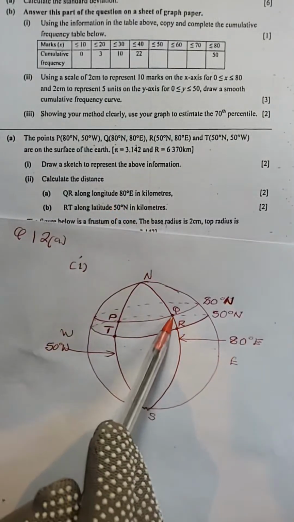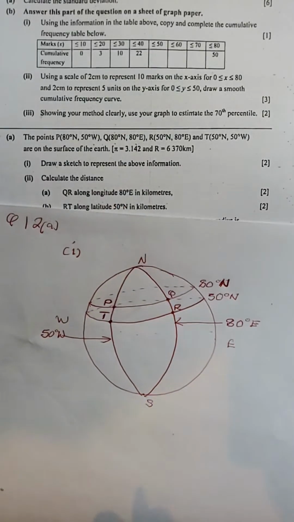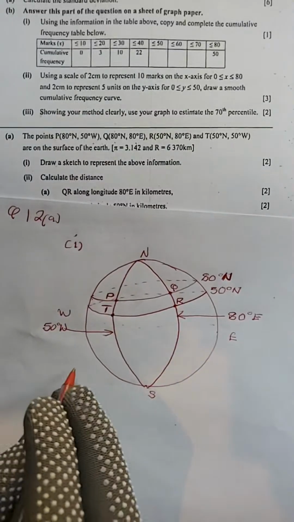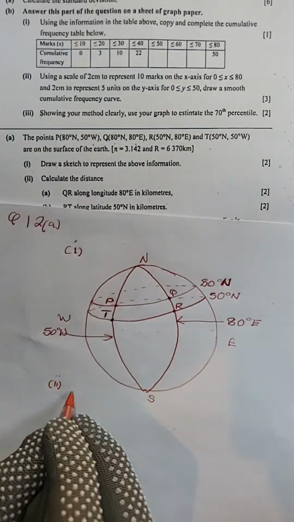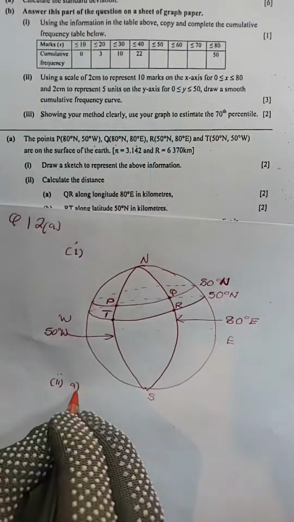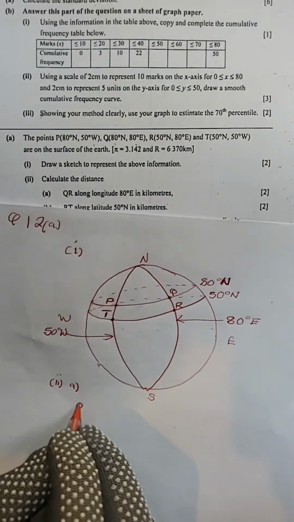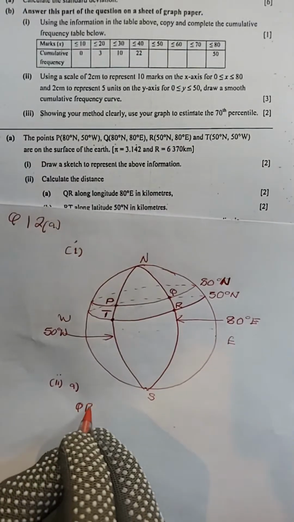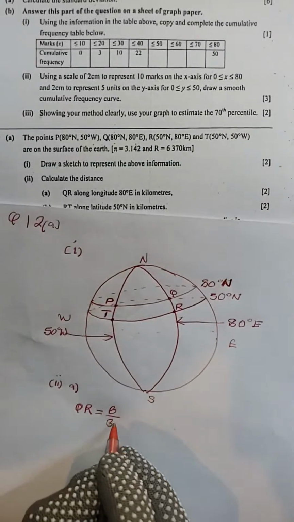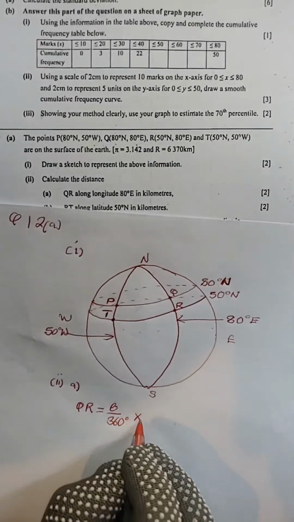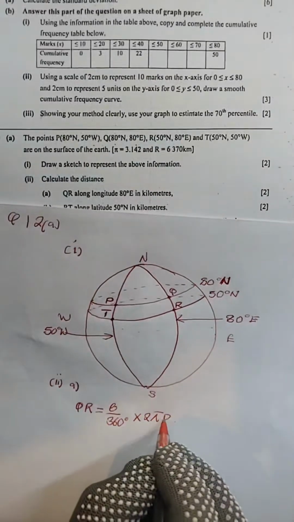So QR, this distance. So this distance is along the line of what? Longitude. So now how do you calculate? This is simple. This is question 2.1, so you indicate that this is 2.1, 2A. Then the formula for calculating distance QR is equals to theta over 360 degrees times 2 pi r.